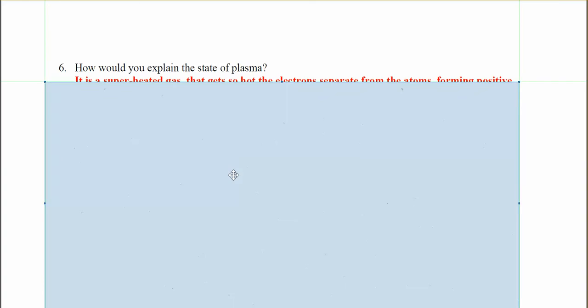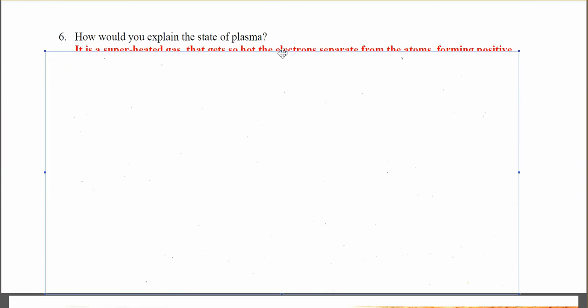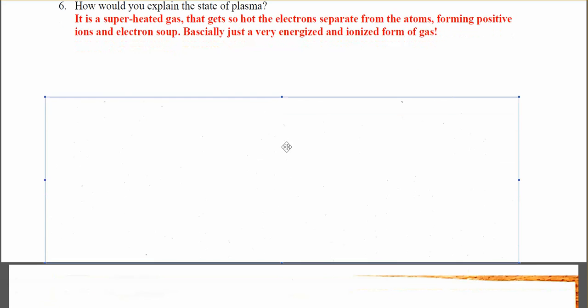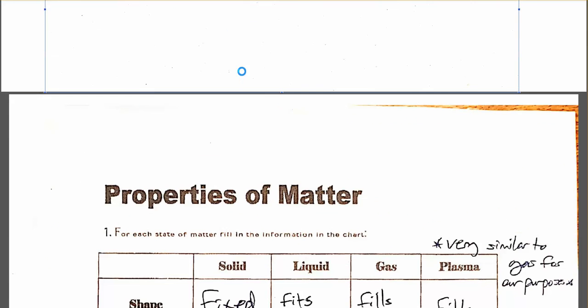Then how would you explain the state of plasma? This is kind of a tricky one, but for all intents and purposes, we are just going to think of plasma as superheated, superionized gas. So here, we say it is a superheated gas that gets so hot the electrons separate from the atoms, forming positive ions and electron soup. Basically just a very energized form of gas. So plasma, just think super energetic, super ionized gas. Great.